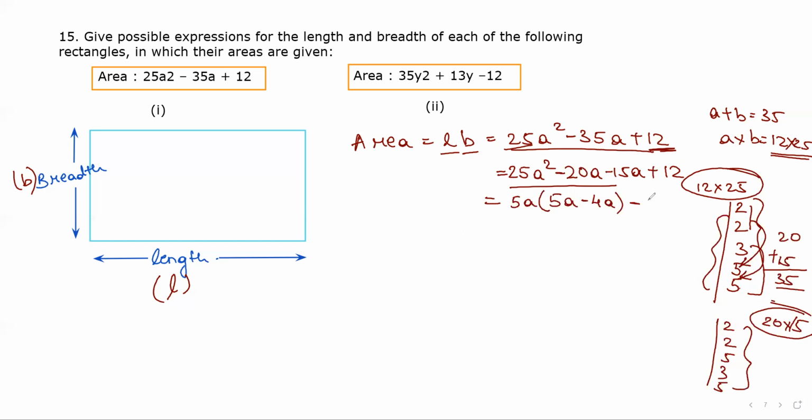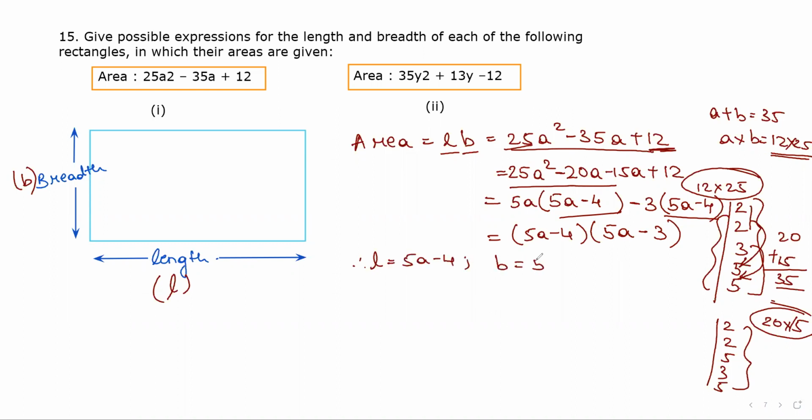Minus, here you can take 3 common. 3, 5A minus 4. Sorry, it should be 4. These two brackets are same, so they'll be common. 5A minus 4, and you're left with 5A minus 3. So either of these two can be considered as length and the other one breadth. So therefore, length is equals to 5A minus 4 and breadth is equals to 5A minus 3.